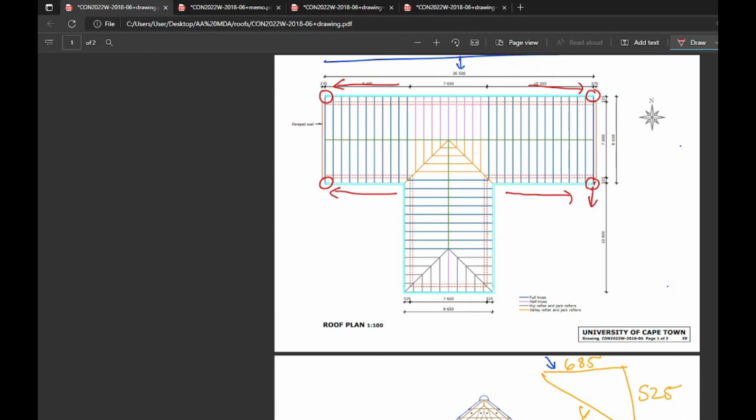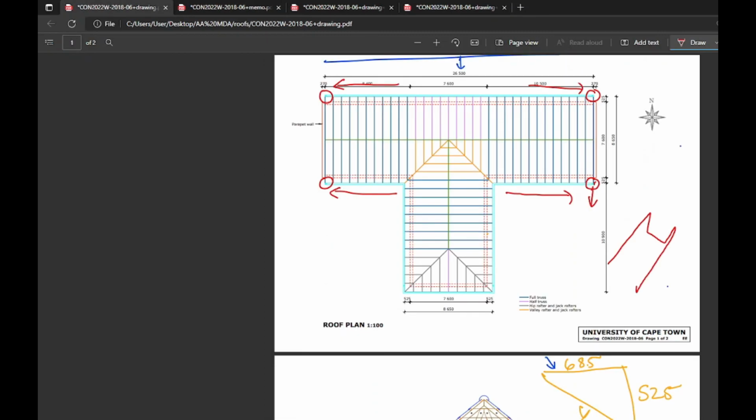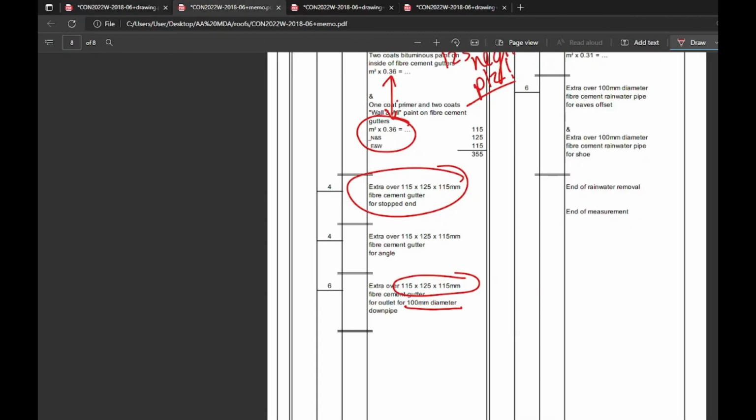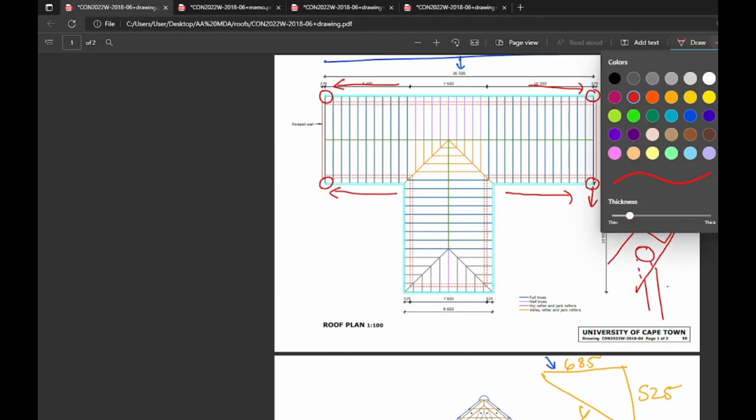You wanted to visualize it. Let's say it's running this way, and you have your outlet. I should be careful, what shape is this outlet? There's a circular outlet, right? Sorry, did I say 500? It's a 100 millimeter downpipe. Okay, running down, and a stopped end. All right, a stopped end.